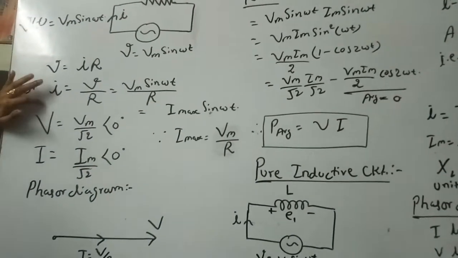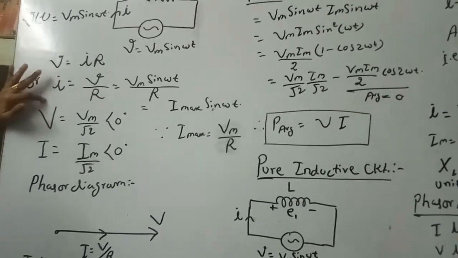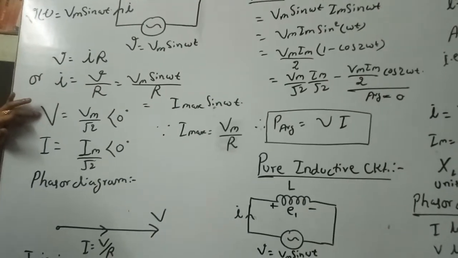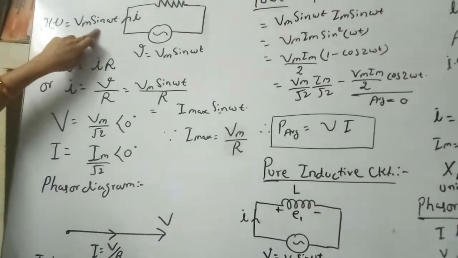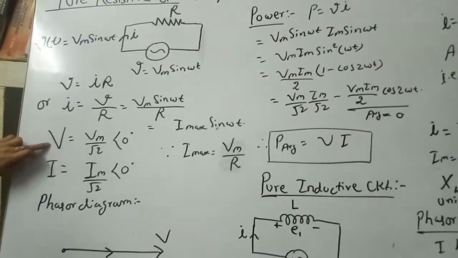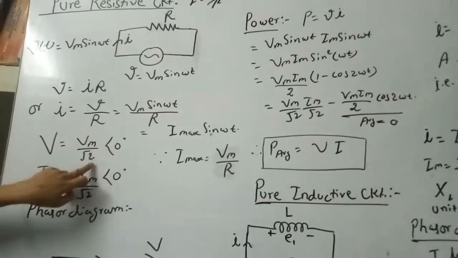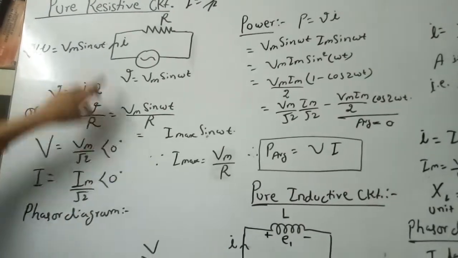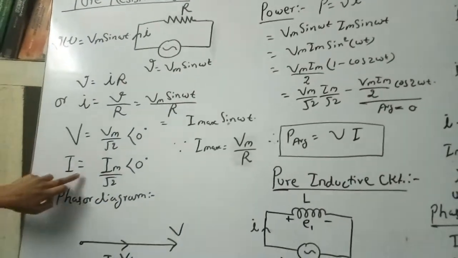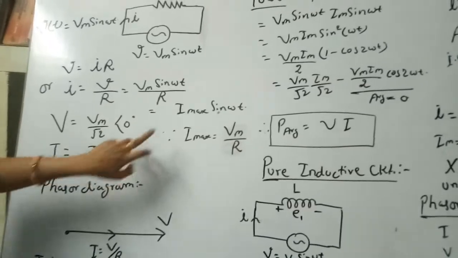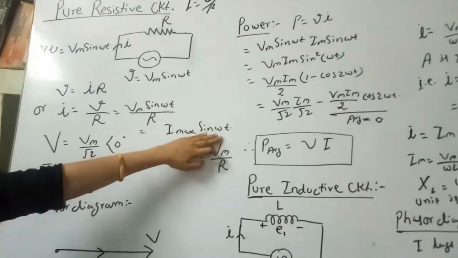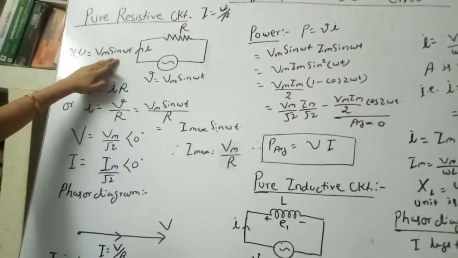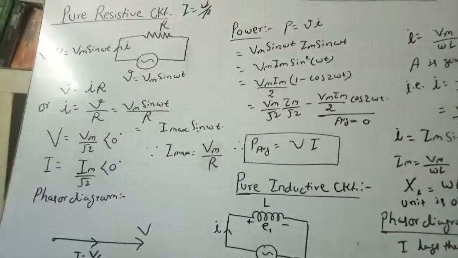We will convert it into phasor. As I have already told, the RMS value is written in the phasor form, that is the RMS value of v(t) equals capital V equals Vm by root 2 angle 0 degree, and I equals Im by root 2 angle 0 degree. Here the current is in phase with the voltage.